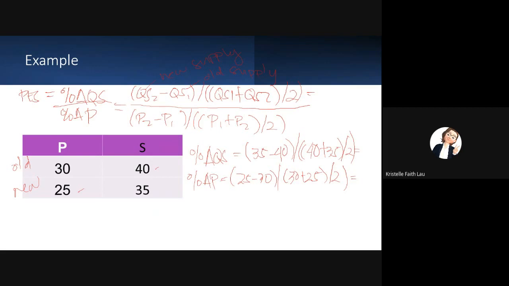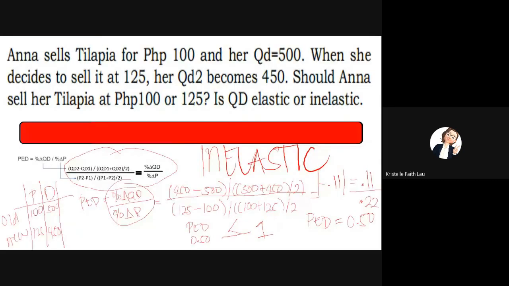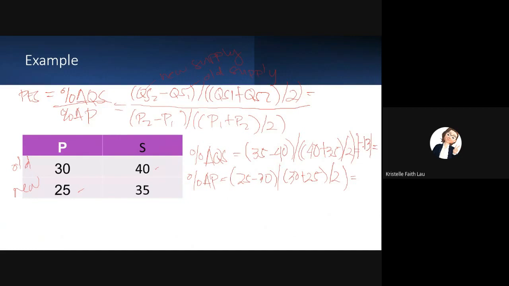So we will be using the absolute value again, kasi negative siya. Again, naapata sa PES. So we will be using the absolute value. So we have here the positive 13. Yan, yung sagot natin. So, next is for the percentage change in price.